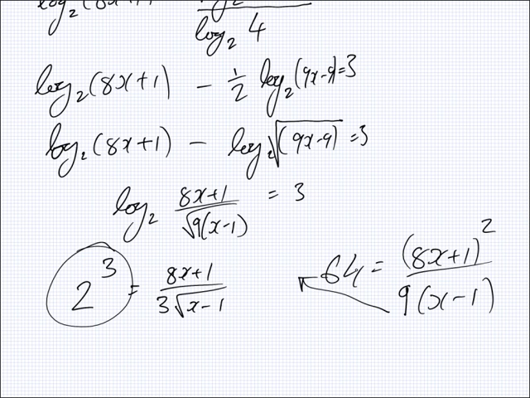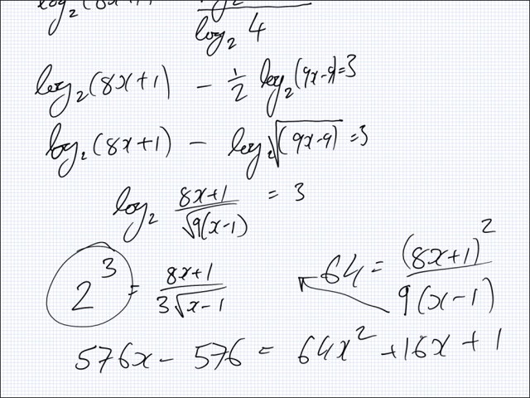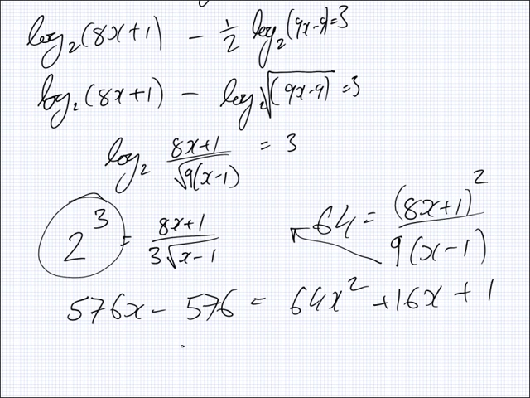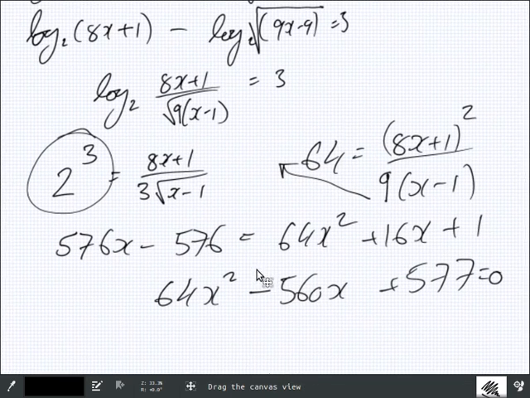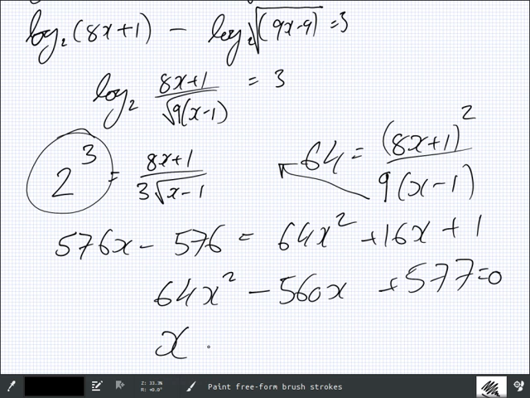Right, can we bring this guy up? What's 64 times 9? Something big. 576. 576x minus 576 equals 64x squared plus 16x plus 1. So 64x squared, 16 minus 576 is minus 560, and 1 plus 576 is 577. And this has two solutions. Are both of them more than one? Yeah, both of them are more than one. So both of them work? So what are the two solutions? Decimals, right? 1.193 or 7.557.